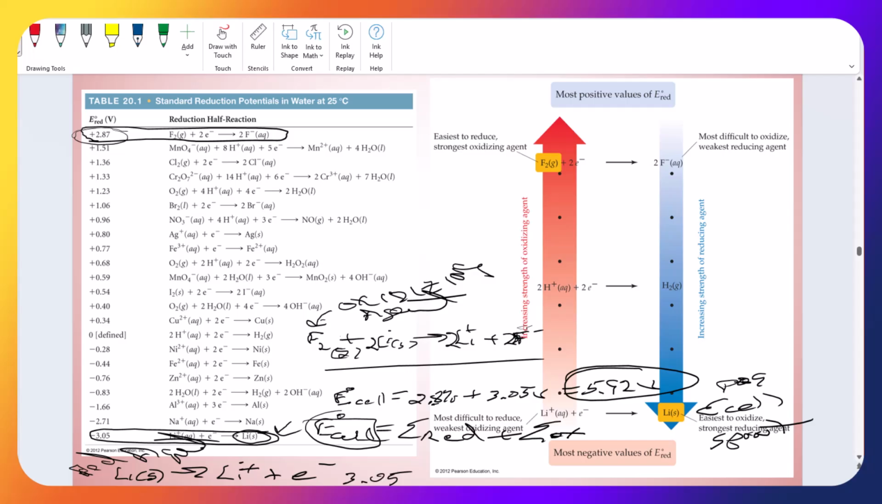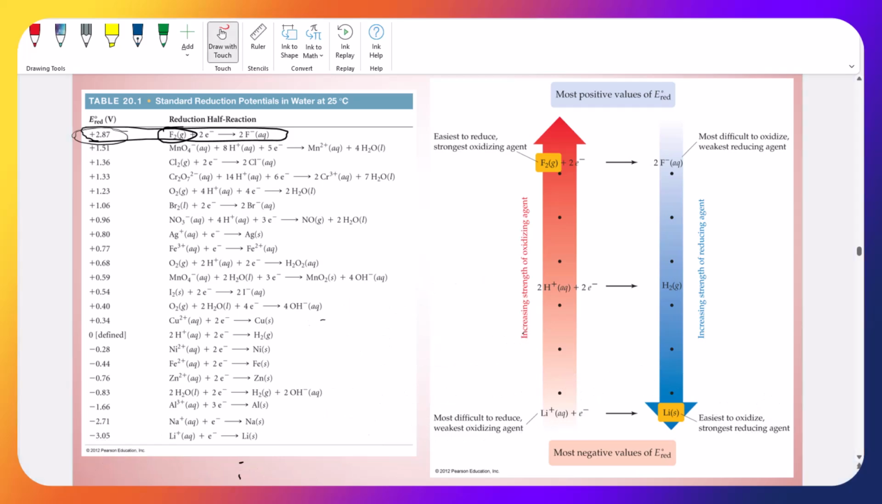Okay, and the deal is fluorine, because it wants to be reduced, is a great oxidizing agent. Lithium metal, because it would love to be oxidized, is a great reducing agent. Remember, you take the most negative cell potential and you reverse it. All right? So let's put that together so you can simply use standard reduction potentials to determine the best oxidizing agents and the best reducing agent on a list.